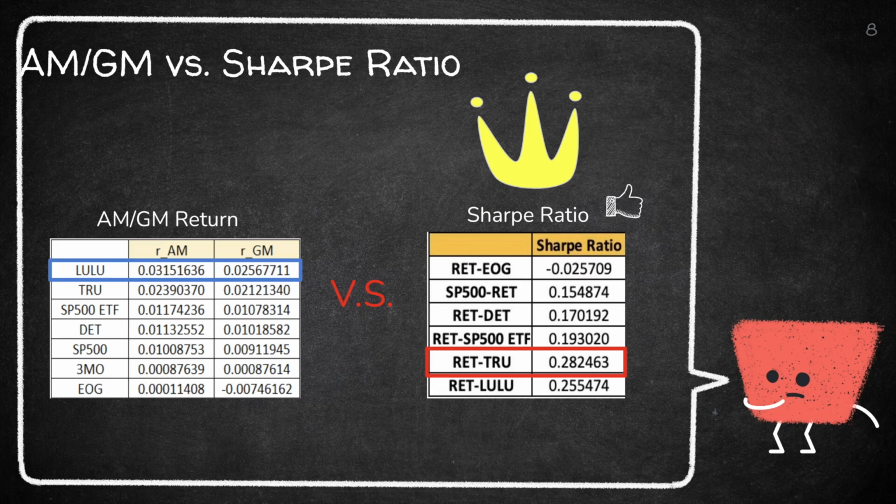On the other hand, AM and GM returns show that Lululemon is the best performing stock. However, we would like to evaluate the performance of assets by looking at how much return is available for each unit of risk taken from them. Simply looking at return might be misleading because higher risk corresponds to higher return. Therefore, investors would prefer assets with higher Sharpe ratios. In this case, we would prefer TransUnion over Lululemon.